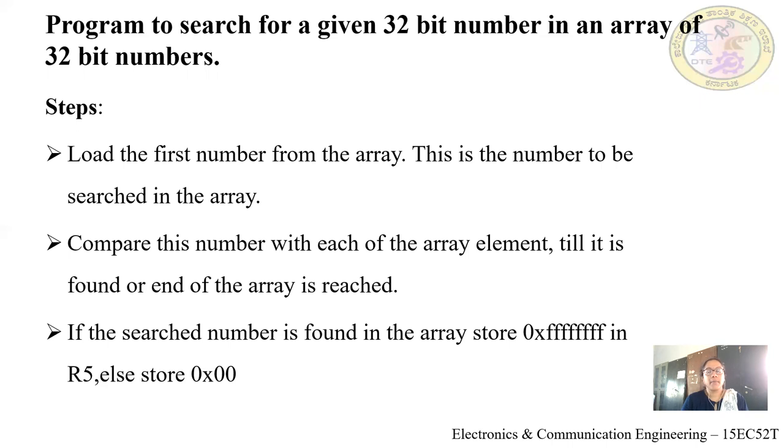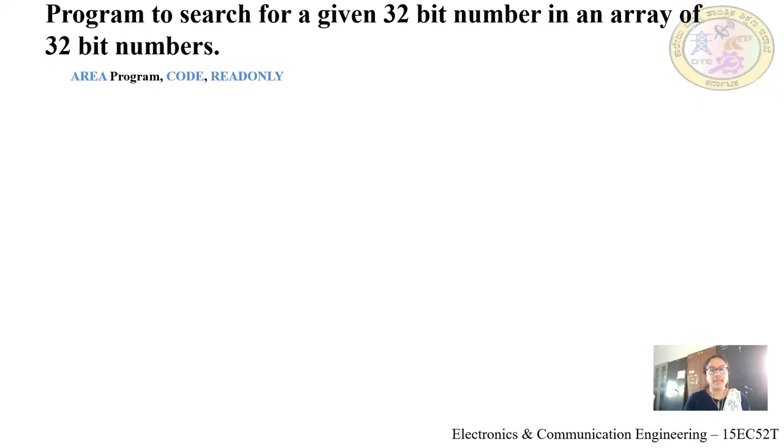We will keep comparing until we find the number, or until we reach the end of the array. The number may or may not be present in our array. If we find the number, we stop the comparison there. If we don't find it, we continue comparing with all the array elements. Finally, if the search number is found in the array, we'll store this value FFFF in the register R5, or else we'll store the value 0. Okay, we'll see the program.